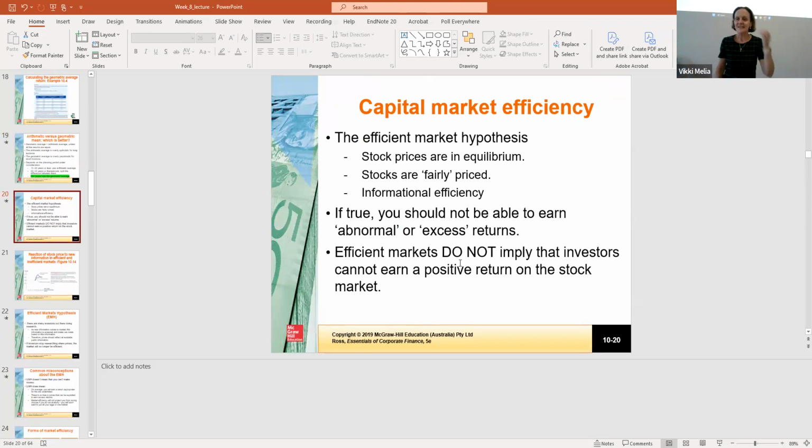Another concept that we need to consider in this topic is the concept of efficient markets or market efficiency. Market efficiency is looking at whether assets are fairly priced by the market. How quickly is new information reflected in the asset price is how we tend to think about efficiency. How quickly is new information reflected in an asset price in the market?